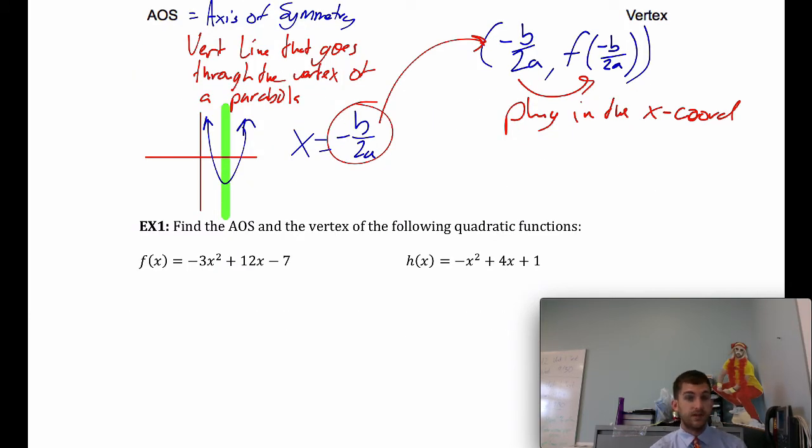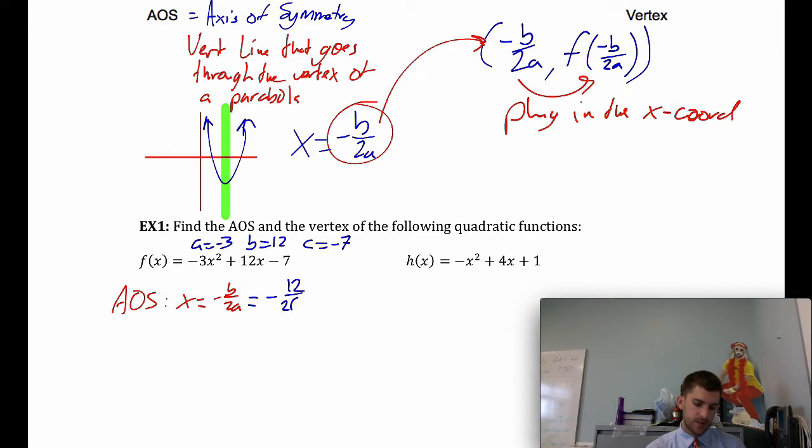Keep going on this page. We're asked to find the axis of symmetry and the vertex of the following quadratic functions. For the first one, the axis of symmetry is x equals negative b over 2a. It doesn't really matter where that negative goes. I often put it up top. But we should first figure out what a and b are. So a is negative 3, b is 12, and c equals negative 7. We're not using c right now, but it'll come in handy later. Plugging that in, we get negative 12 over 2 times negative 3, which is negative 12 divided by negative 6, which is positive 2. So x equals 2 is our axis of symmetry.